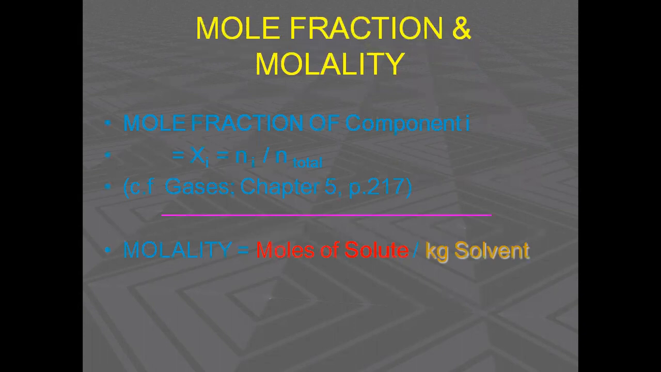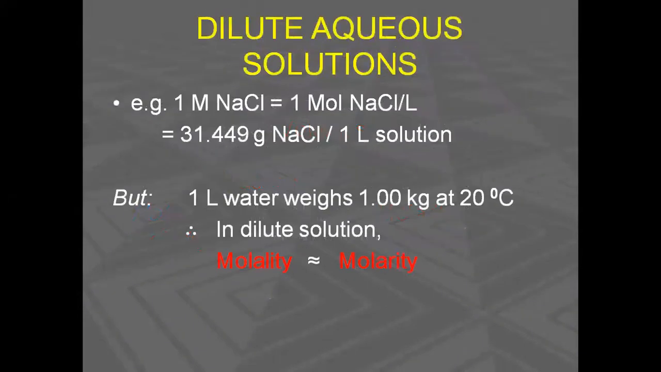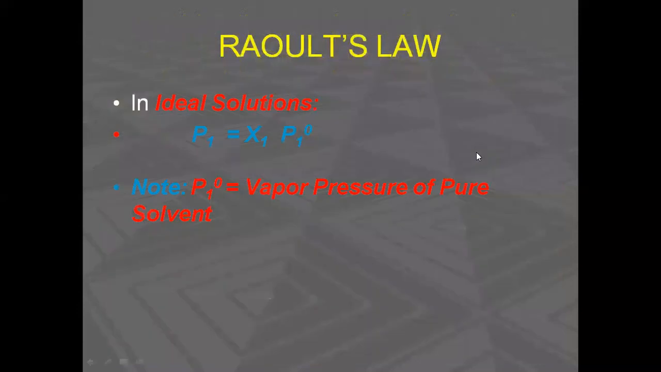Mole fraction, as mentioned before, is the moles of one component divided by the total number of moles of all components. Dilute solutions. That is a conversion between solution properties. So we can convert one parameter into another parameter by using both solvent and solute, molality, and mass fraction or mole fraction. And these different parameters are interconnected with each other.